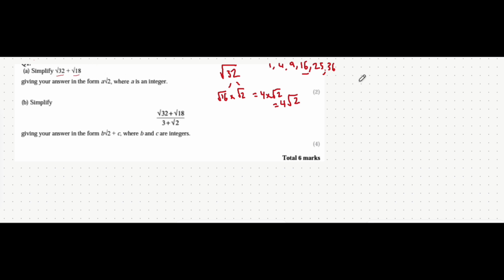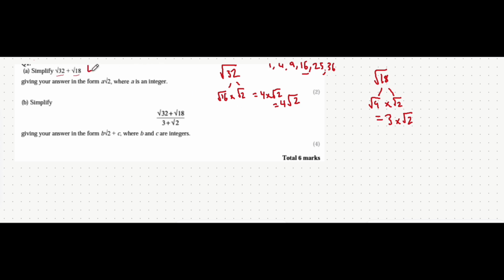Let's apply a similar concept to root 18. So again, let's think of the largest squared number that goes into 18. 1 does, 4 doesn't, 9 does, 16 doesn't, and these are just way too large. So 9 is the largest one that actually goes into 18. So you can split this up into root 9 multiplied by root 2. The square root of 9 is just equal to 3, so you can write this out as 3 times root 2, and then that's just equal to 3 root 2.